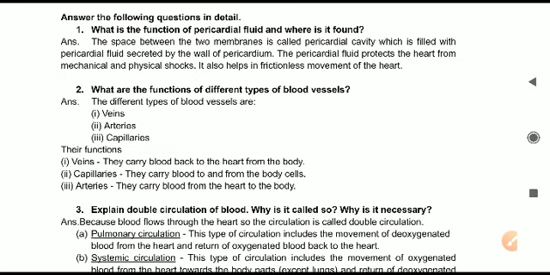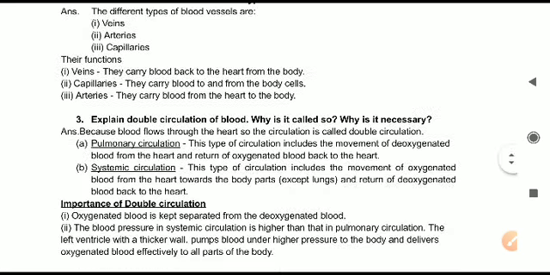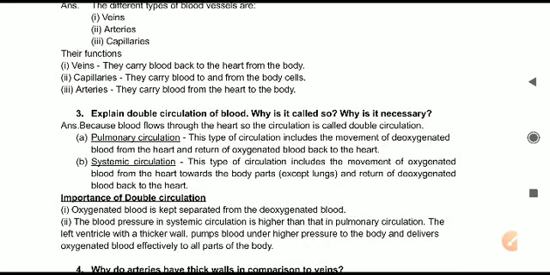Question second, what are the functions of the different types of vessels? The different types of vessels are veins, arteries and capillaries. Veins carry the blood back to the heart from the body organs. Capillaries carry the blood to and from the body cells only. It means from one body cell to another body cell, blood will flow in the capillaries. Veins and arteries are connected to the heart, capillaries are not connected to the heart. They are present in between the body cells. Arteries, the third one, carry the blood from the heart to the body organs or body cells.